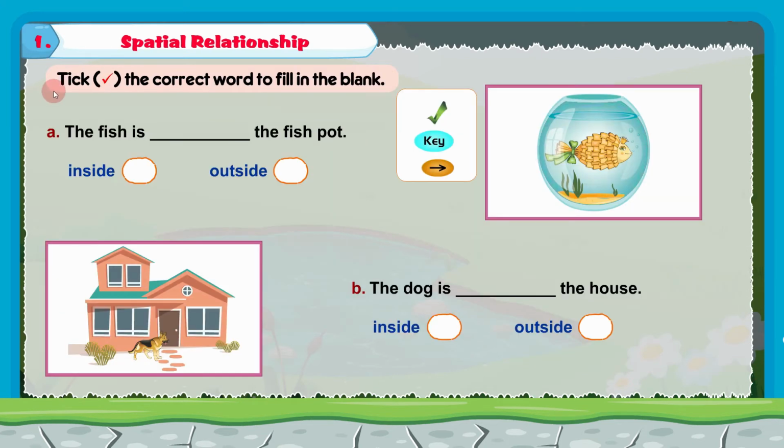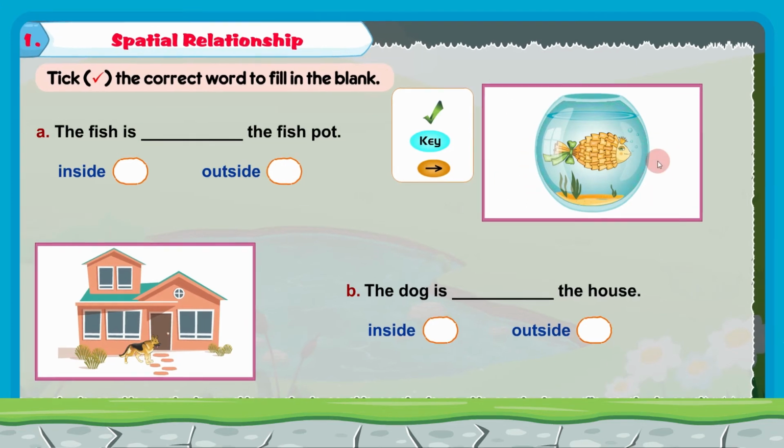Now let's read the heading here. Tick the correct word to fill in the blank. Here a sentence is there. This is an incomplete sentence with a blank in between. We have to write the correct answer with the help of this picture.